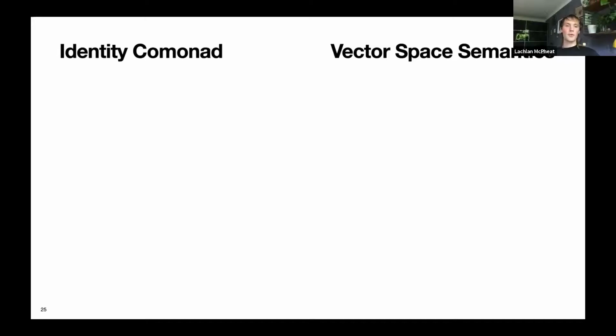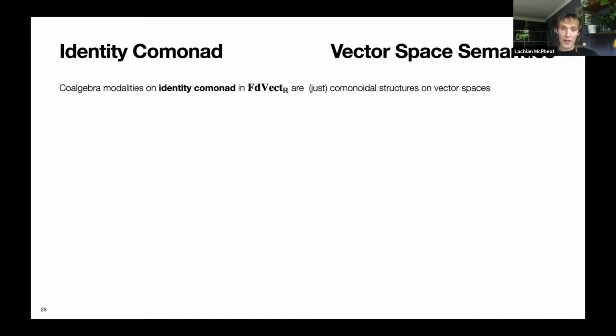And so to define coalgebra modalities on the identity comonad, remember that is defining a comonoidal structure on vector spaces in this case. And most importantly, like I said before, this boils down to defining a co-multiplication from a vector space V to V tensor V. So we have two candidates of coalgebra modalities.